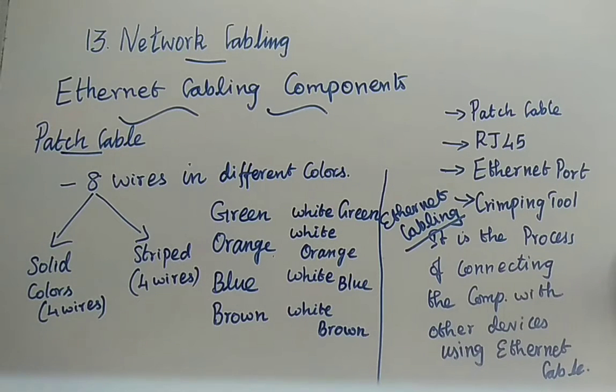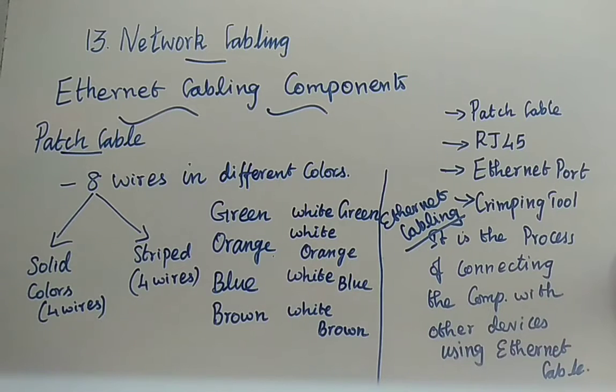Already I told you the patch cable is also called your twisted pair cable. So what are the 4 colors? First set of 4 colors: green, orange, blue, brown. And the next set is white green, white orange, white blue, and white brown. So, clear with the colors? The patch cable is going to have 8 wires, and each and every wire is of a different color. So these are the 8 colors.